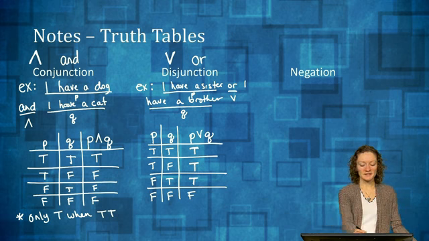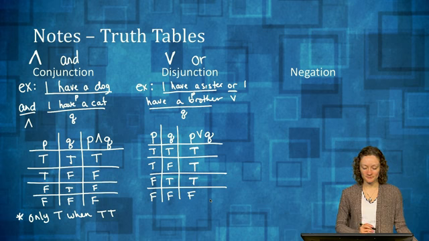So, this is the disjunction table for every disjunction. Every disjunction will move forward like this. If they're both true, true. If one is true, true. If one is true, true. If they're both false, false.